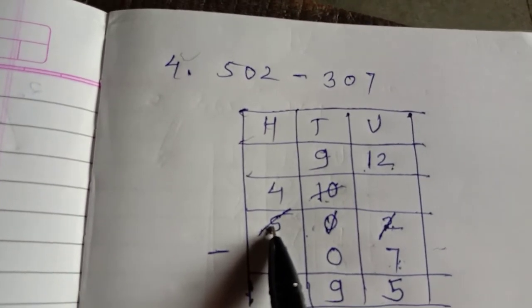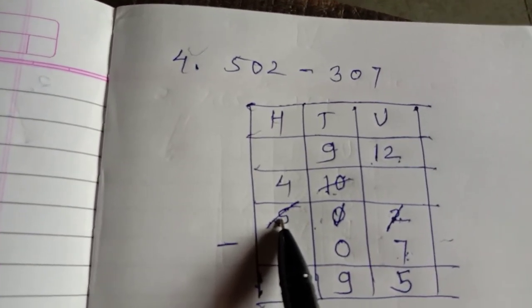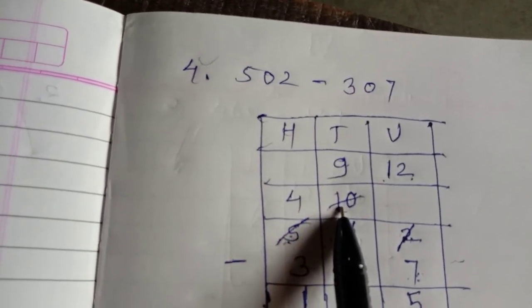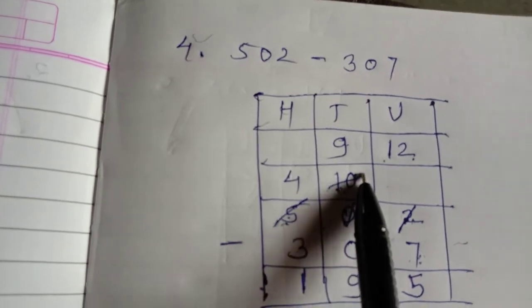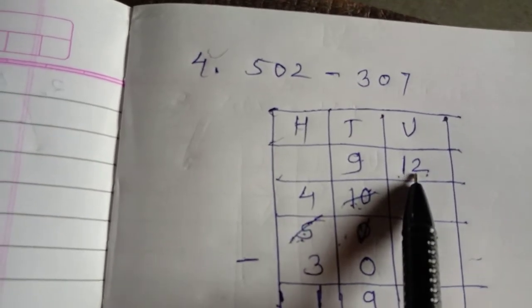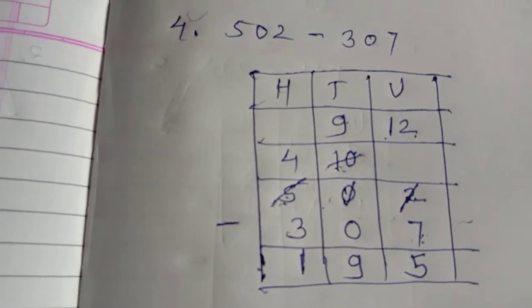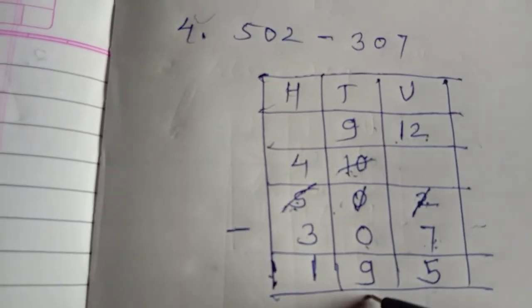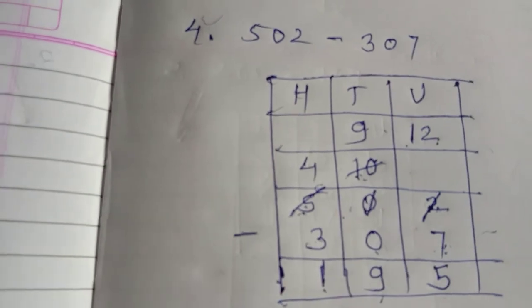There is 500. However, we have 500, of which we borrow 1 hundred, that is 10 tens, from the tens column. And then from this 10, you borrow here 1. And then you subtract 12 minus 7, that is 5. 9 minus 0, that is 9. And 4 minus 3, that is 1.